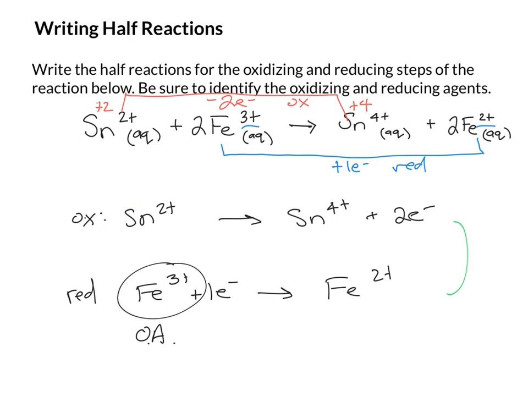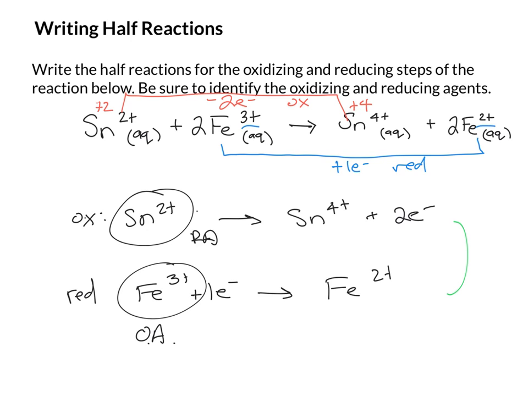Now the substance that is being oxidized is going to be your reducing agent. My Sn2+ here is being oxidized, so it is my reducing agent. These identifications are things that you will get better and better at as you practice.